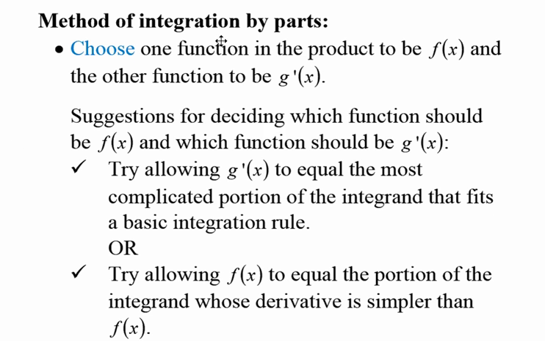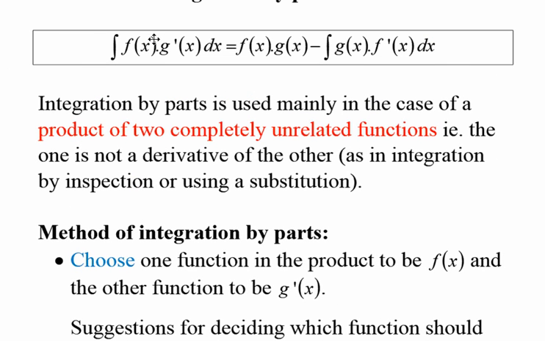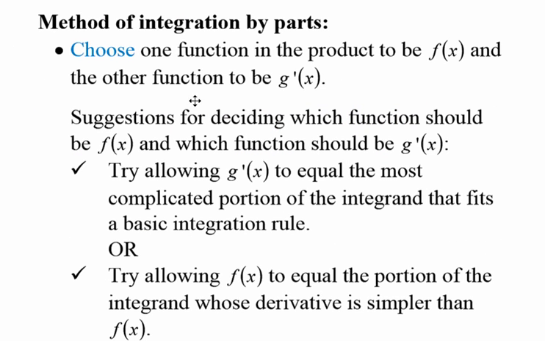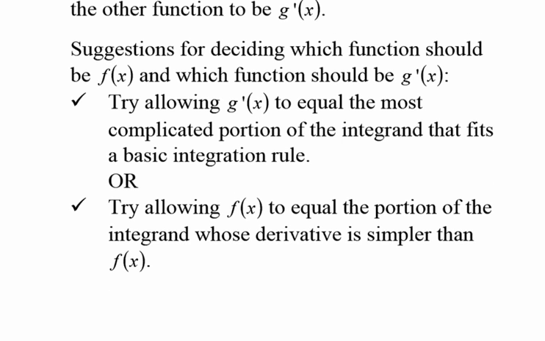So first we choose one function to be f and the other function to be our derivative. If we have a look at our formula, we can see that we've got a product of a function and a derivative. So we choose one to be the function, one to be the derivative. Now, when we make that decision, here are some suggestions that will help you. Try allowing the derivative of g to equal the most complicated portion of the integrand. That's the function you're integrating, and it must fit a basic integration rule. So that's one way to choose your derivative. Another way is to try allowing f to equal the portion of the integrand whose derivative is simpler than it. So often we go for an algebraic expression there.